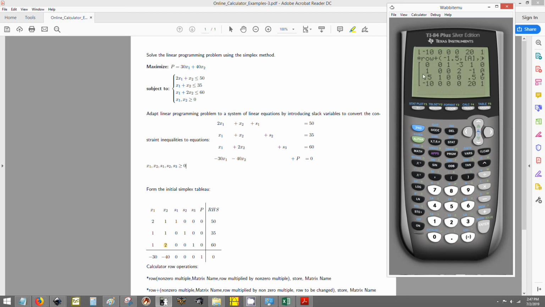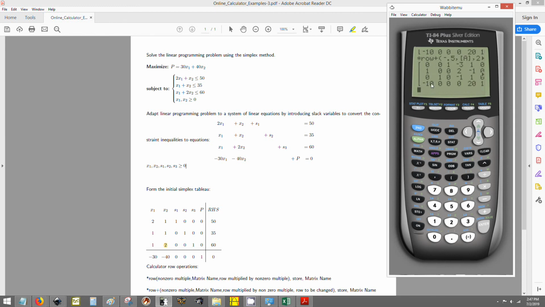And now I'll get that 0 here in the third row, first column position, by multiplying row 2 by negative 0.5 and adding it to row 3. So I go to matrix, multiply row, add. I'm going to multiply it by negative 0.5, comma, of matrix A, comma, row 2, comma, adding it to row 3, close parentheses, store into the matrix A location, and that gave me my 0 here.